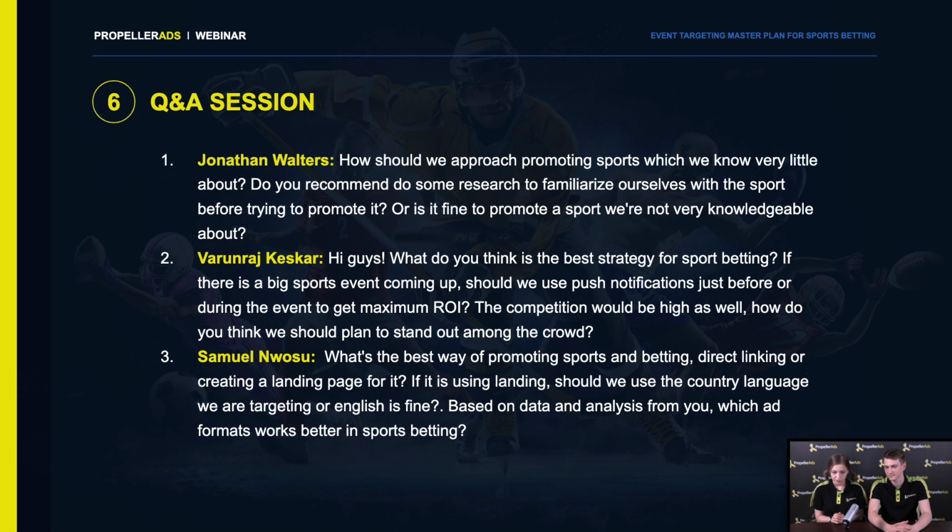This is very important. Based on data and analysis from you, which ad formats work better in sports betting? Well, we explained that there are no bad ad formats in sports betting. You just need to combine them, use them all. Go for all the formats that you have on offer, and the success won't make you wait.